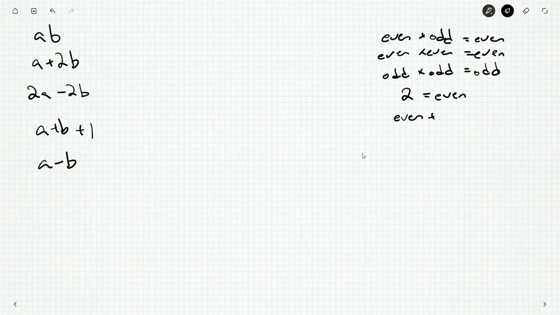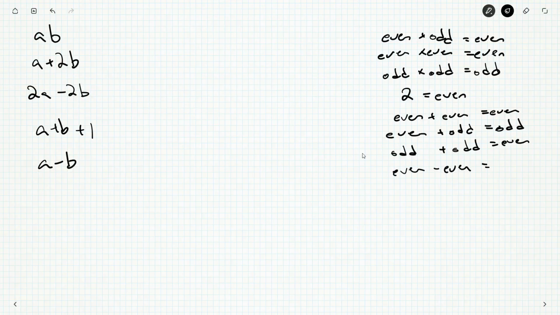And when it comes to addition, an even plus an even is even. An even plus an odd is odd. An odd plus an odd is even. And we can flip these around, rearrange this one, say an even minus an even is even. An even minus an odd is odd. And an odd minus an odd is even. Now this gets you all the basic relationships other than division.